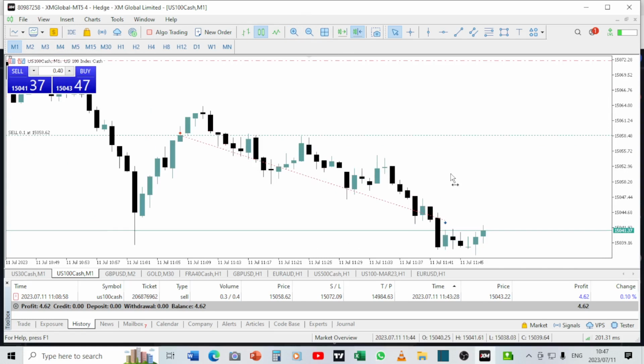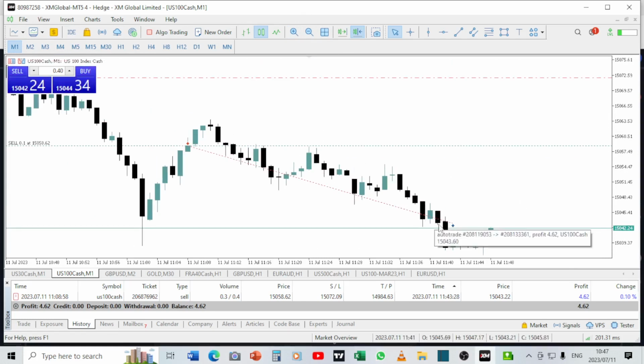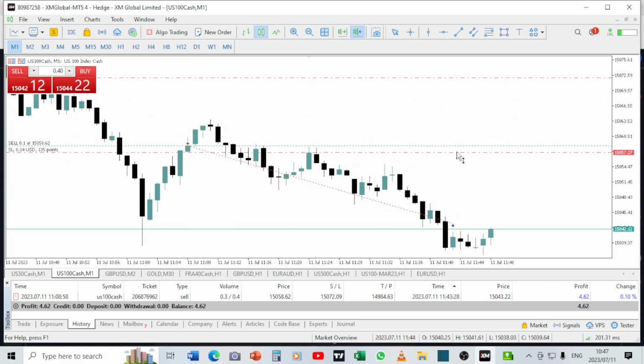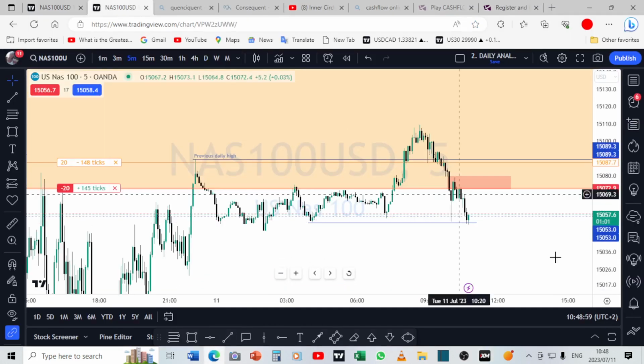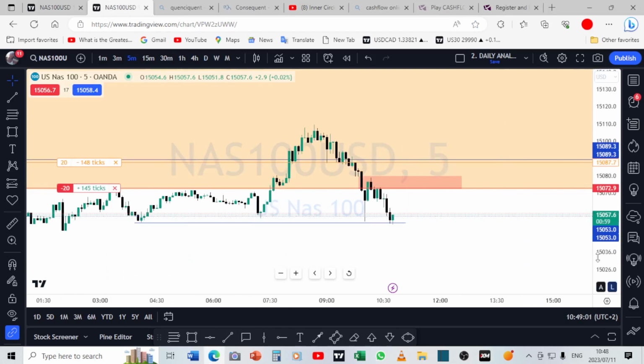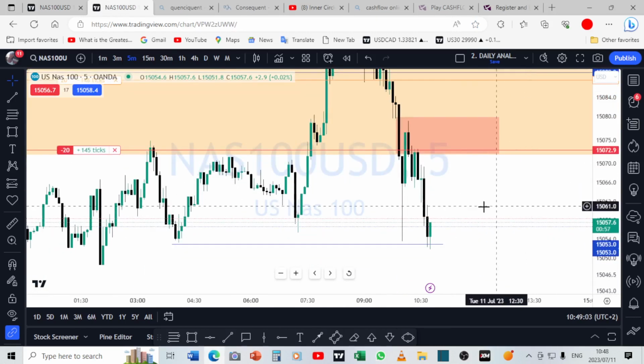So I'm looking at this 1 minute. So even from here, I can even put here, because anything that happens that is against me, I'm looking at this close of 1 minute. So we have this fair value gap right here.